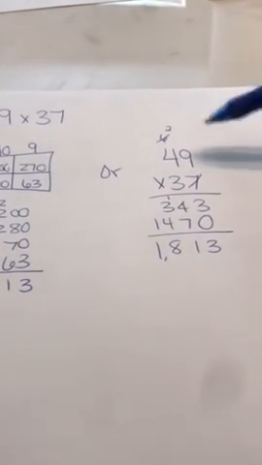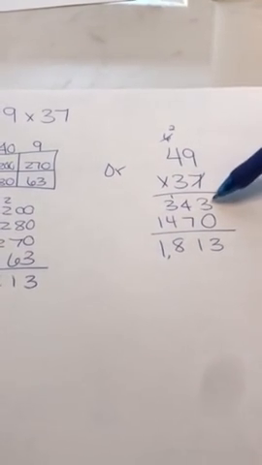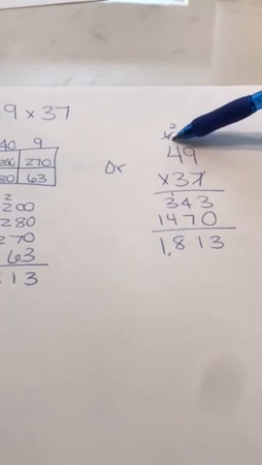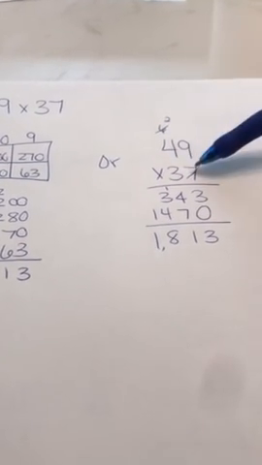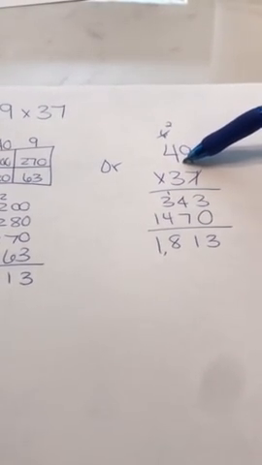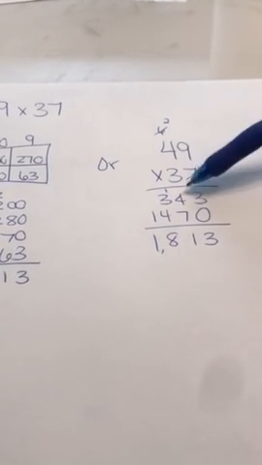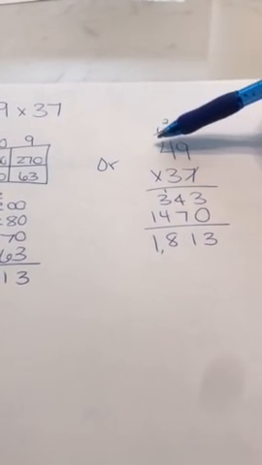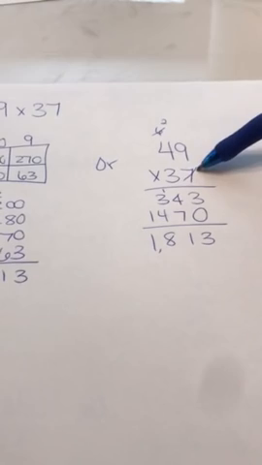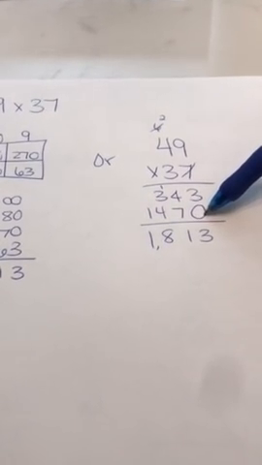If you like algorithms, 9 times 7 is 63. There's my 6, tagged, there's my 3, tagged my 6. 7 times 4, 28, plus 6 gives me 34. I get rid of my tag, get rid of my ones place, drop my 0.